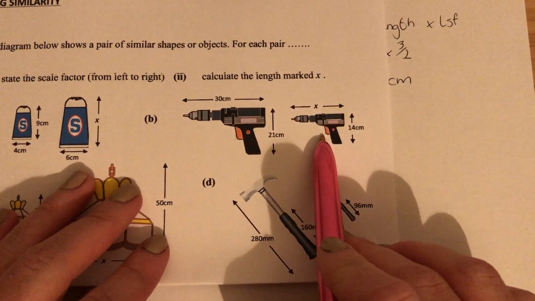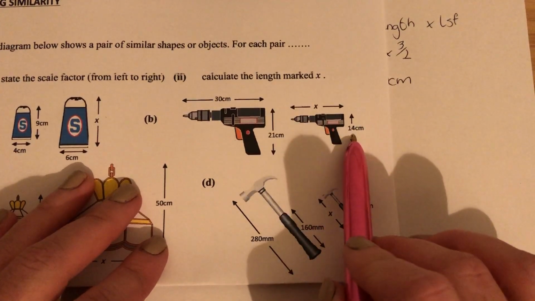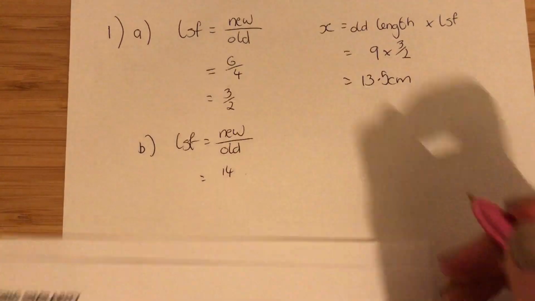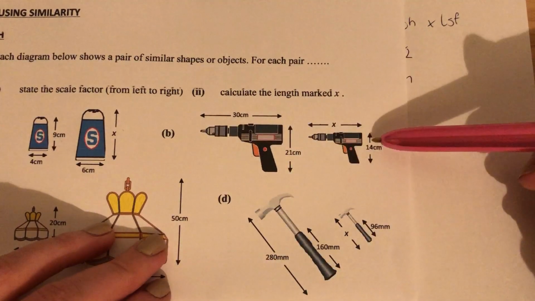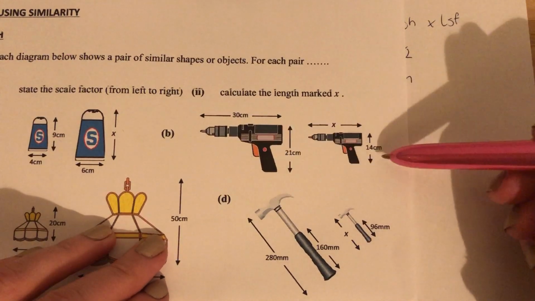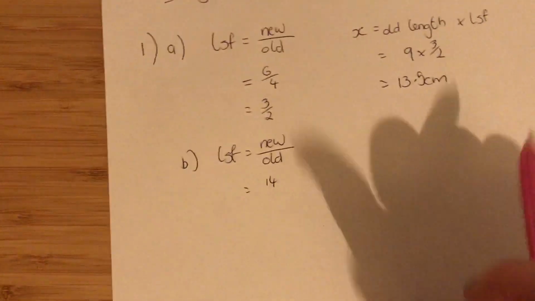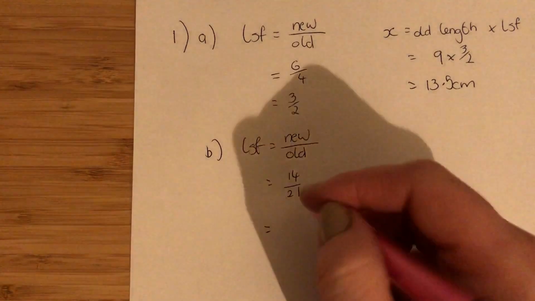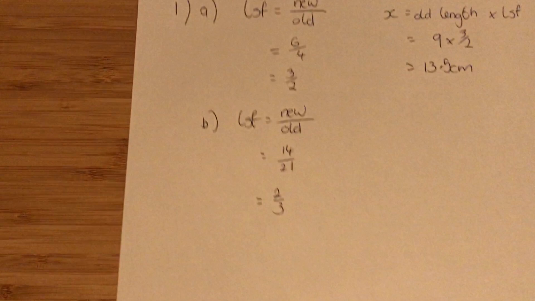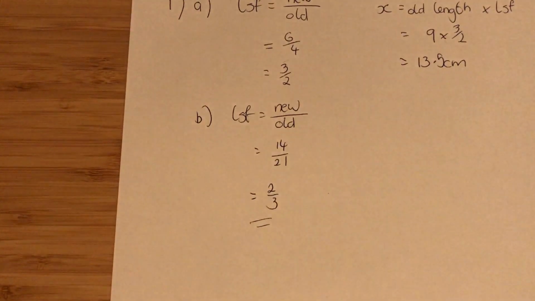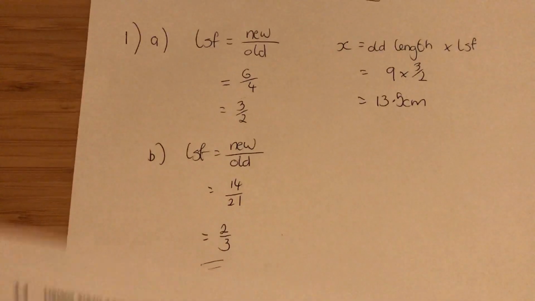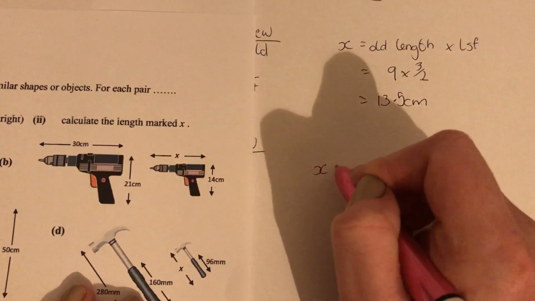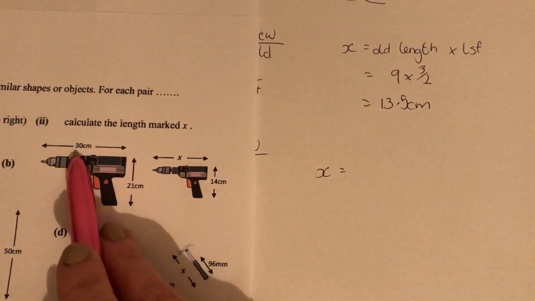Okay, our new shape is this one. This is the one that's been reduced. So it's going to be 14. That's our new length. Again, I found the pair that match that I know. I know the 14 and I know the 21. So it's going to be 14 over 21. We can divide the numerator and the denominator by 7, so it becomes 2 over 3. So this time our linear scale factor is 2 over 3. To find x, this missing length here, x equals, we find the one that matches it, which is 30.